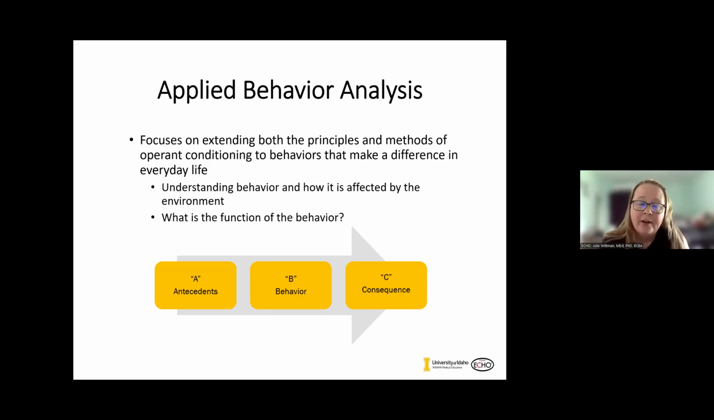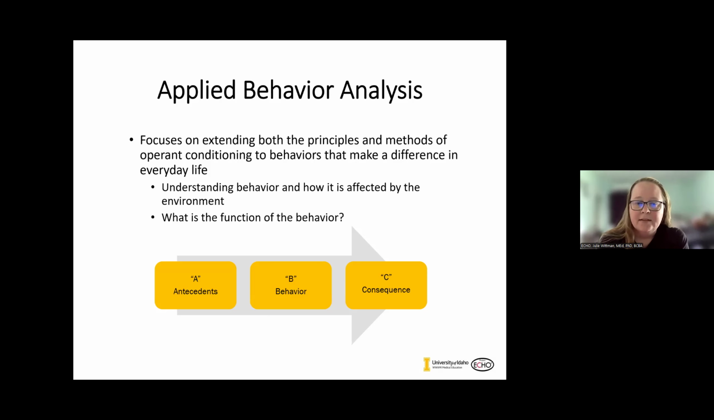So the typical functions of behavior include attention, either adult attention or peer attention, and that attention could be positive or negative. It could be tangible, so getting a whole bunch of cars, or getting different food items, whatever tangible thing that they like to collect. That could be a function of behavior.